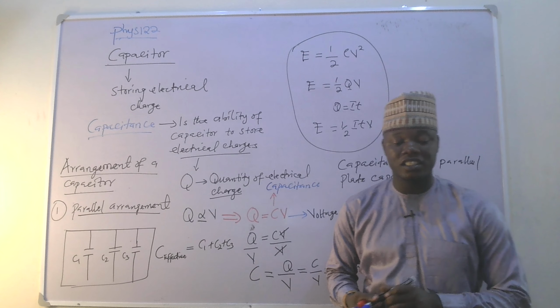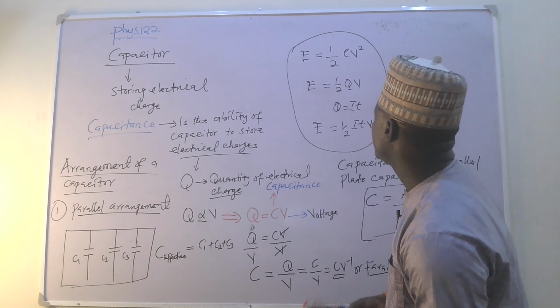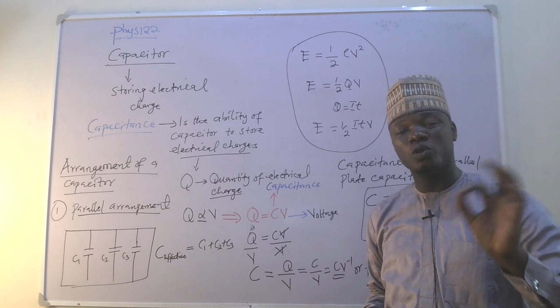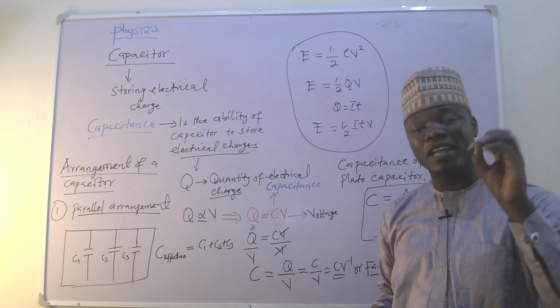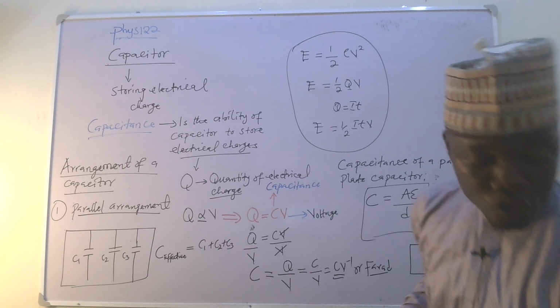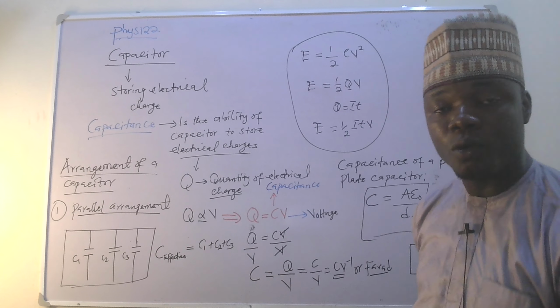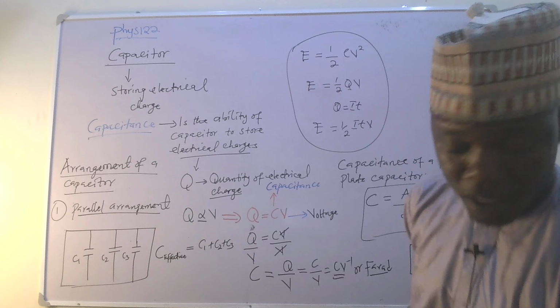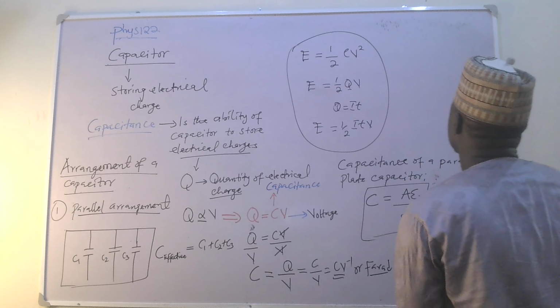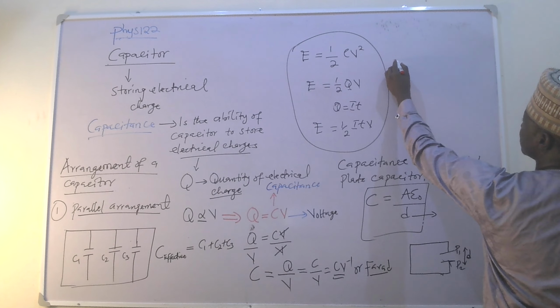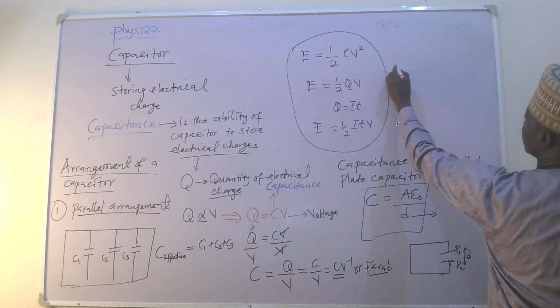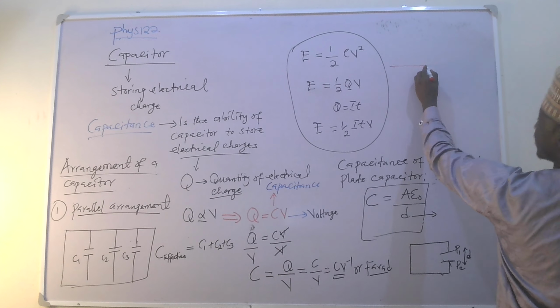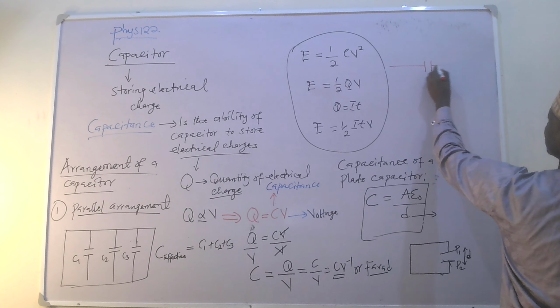So the next thing is the arrangement of a capacitor in series. Sometimes you'll only be given the diagram. From the diagram, you will know whether your capacitors are in series or in parallel. Like for example, if you have something like this, you can have a capacitor like this.